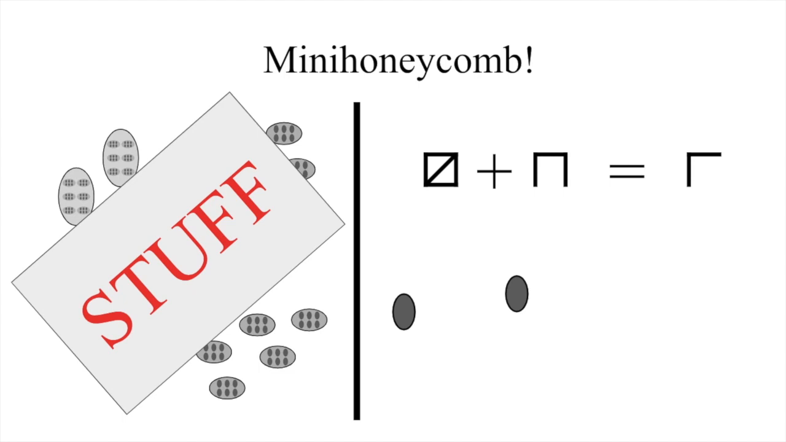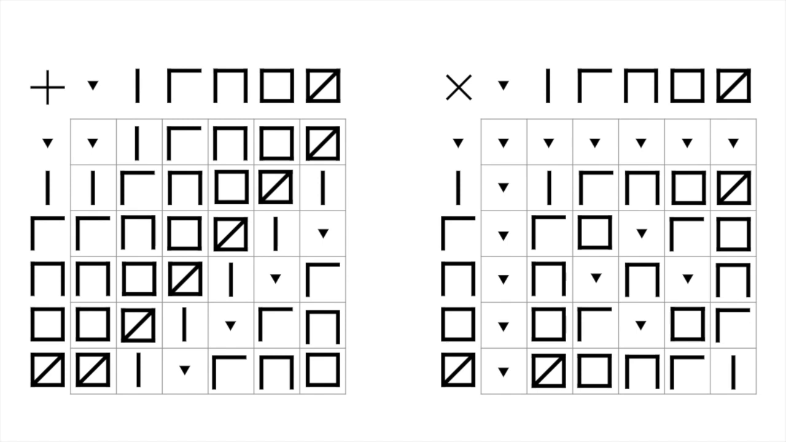Just like in decimal, using this kind of logic, we can create an entire addition and multiplication table for Minihoneycomb. So here we see the fact that we had before, that 5 plus 3 is equal to 2. Again, I don't really want you to absorb any of this. I just want you to know that these tables exist, and so Minihoneycomb is a real system of numbers.